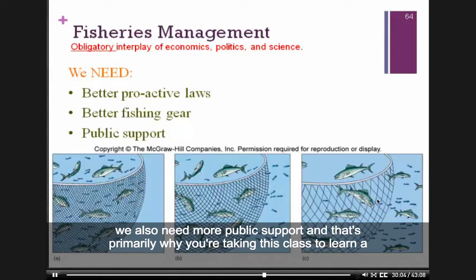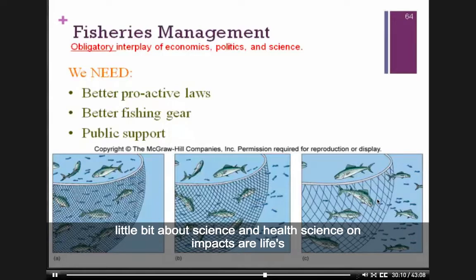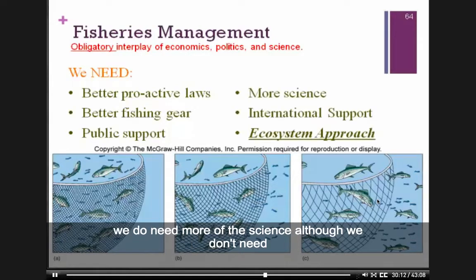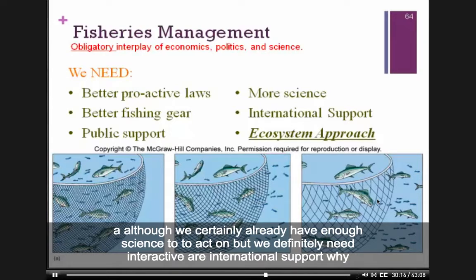We also need more public support, and that's primarily why you're taking this class, to learn a little bit about science and how science impacts your life. We do need more of the science, although we certainly already have enough science to act. But we definitely need international support.